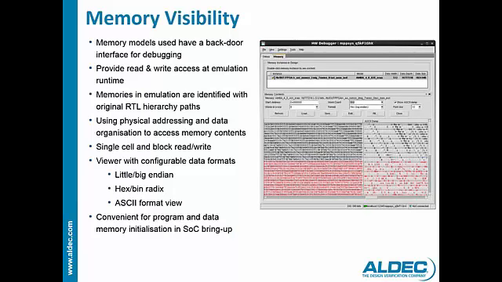There's also standard memory visibility, which is a pretty standard function. The data can be displayed in different formats with different radix. ASCII format view is possible. The main advantage with the memory visibility is that the data can be changed. For example, if you're running a SoC with an embedded chip running some software, you can build the image of the software on the host computer and then upload that image using the debugger.